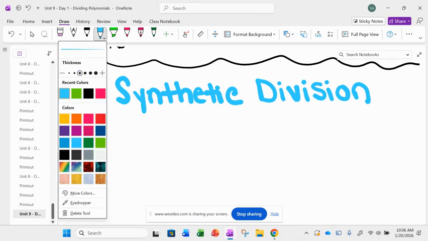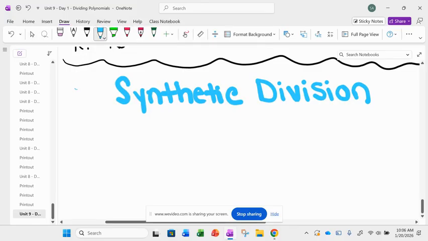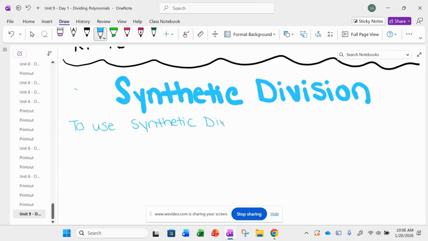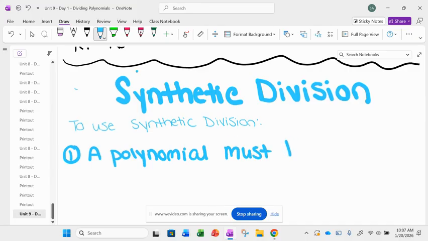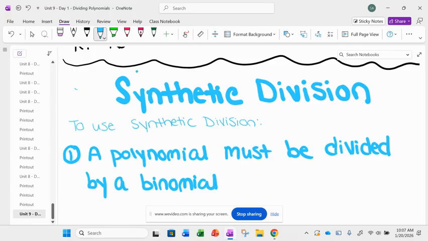All right, lots of rules to use synthetic division. So in order to use synthetic division, a polynomial must be divided by a binomial with a degree of 1.